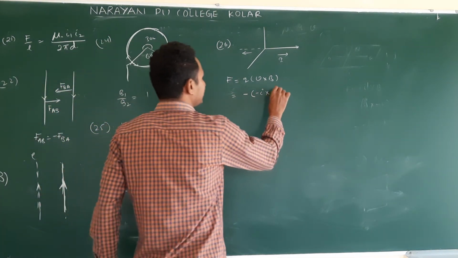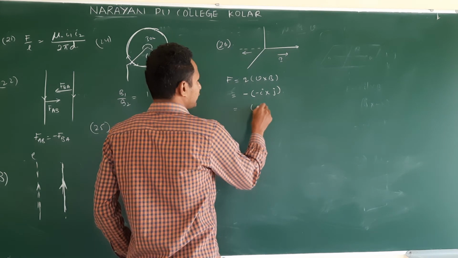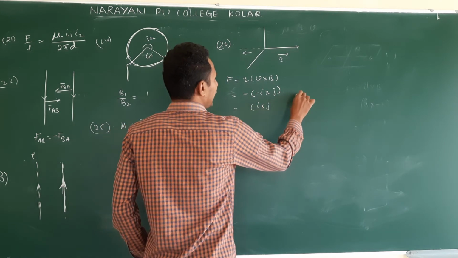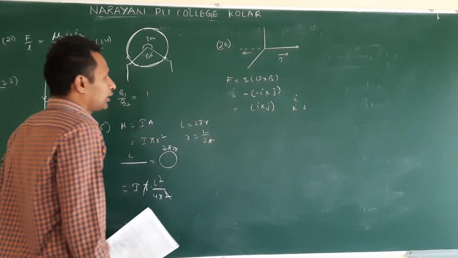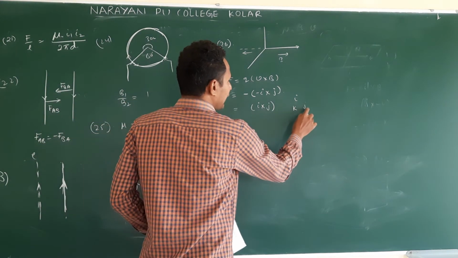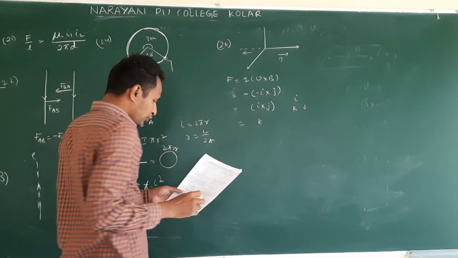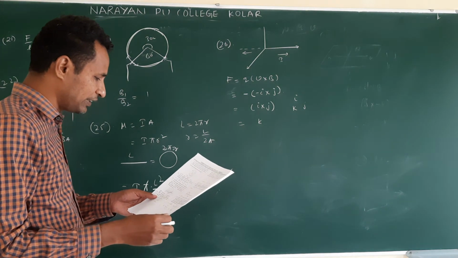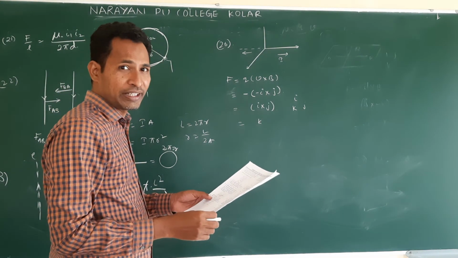J direction. Right? This minus into minus gives plus. I cross J. I, J, K. Clear? I cross J, what do you get? K. K means all electrons move towards which side? The A, B, C, D side. Right?